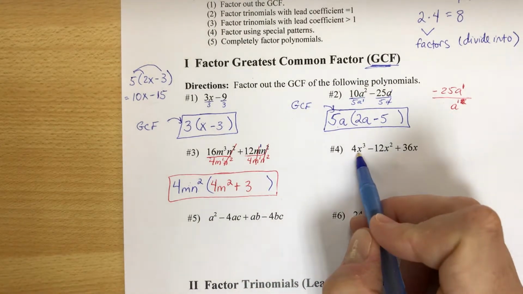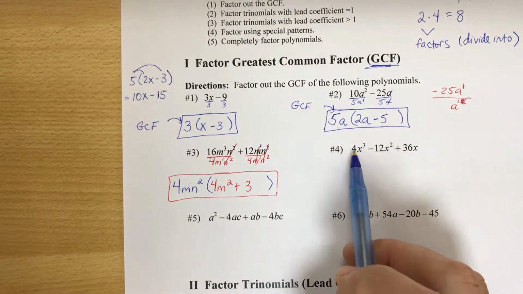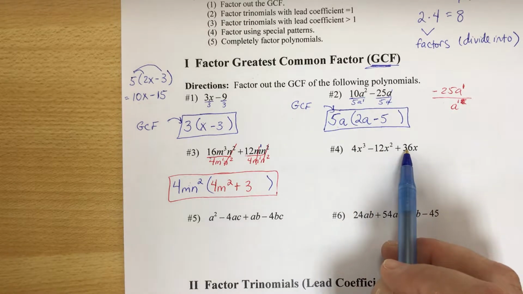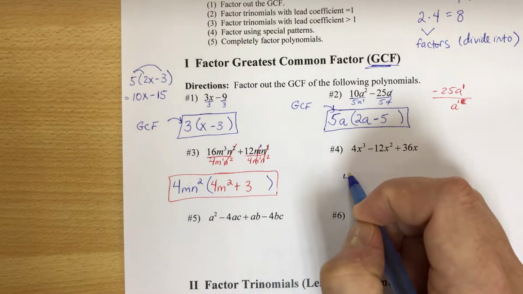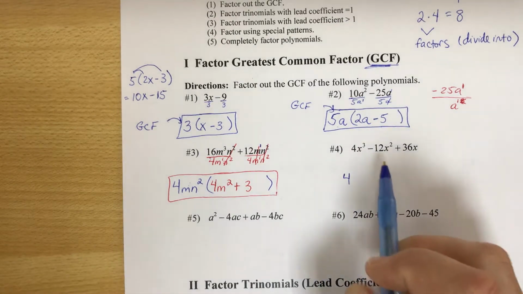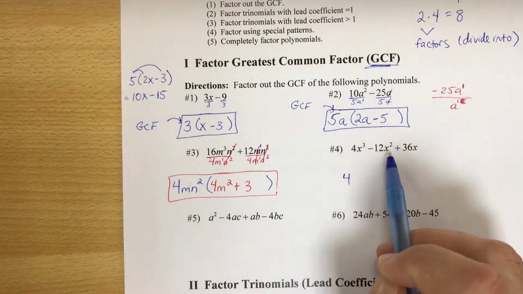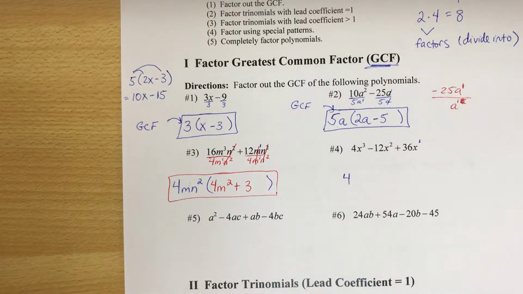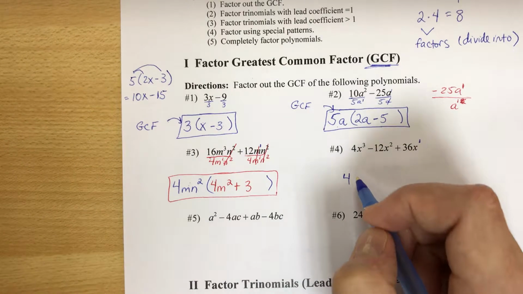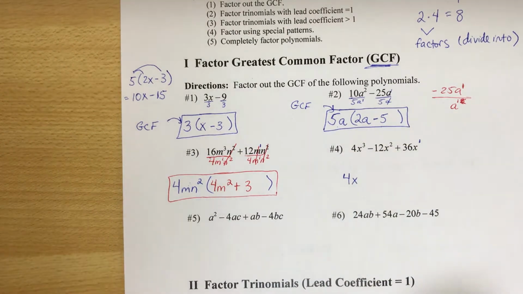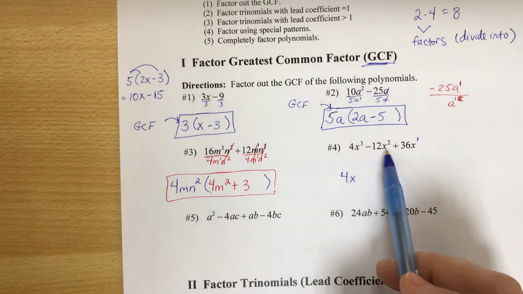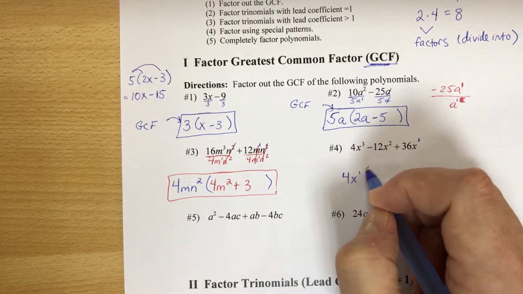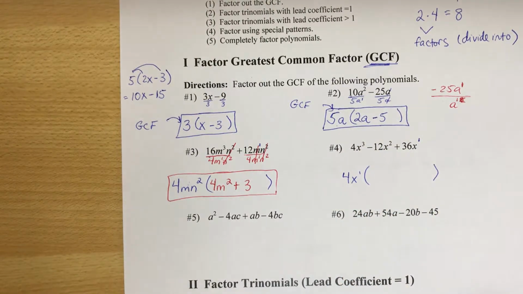Number 4, now we have 3 terms. Look at the coefficients, 4, 12, 36. Those are all divisible by 4. Now if you look at the variables, x to the third, x to the second, x to the first, the most we can take out is x to the first. We have to be able to factor out of each term. So we take out 4x to the first, open parentheses.